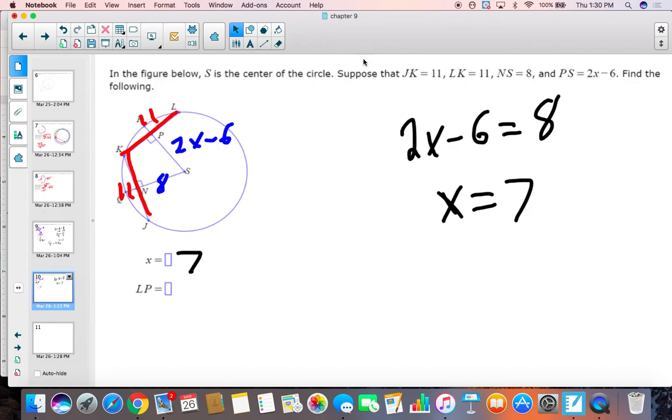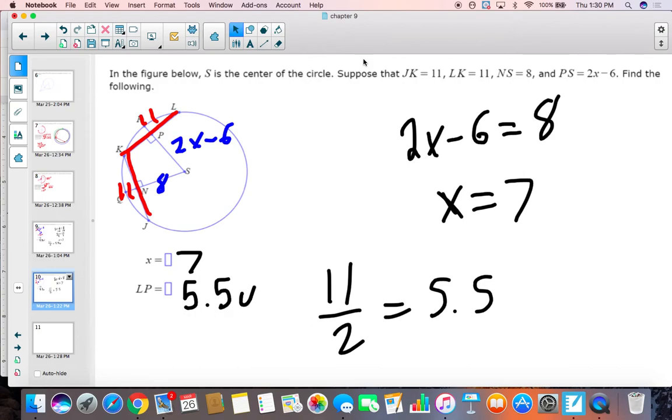Okay, and LP, once again, we have our chord that's being bisected by our radius. So we take 11 divided by 2, we should get 5.5. What's important here is that we know, since it's a 90-degree angle, it has to be a 90-degree angle for that chord to be bisected. And since it's a 90-degree angle here and a 90-degree angle here, we know that those chords are going to be the same length. And then that means that NS is going to be equal to PS.